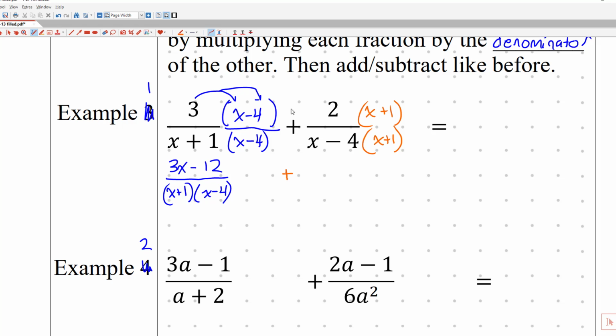Okay, then I still have the plus symbol, just copying that down. Then I'm going to, again, distribute this 2 into the x. That's going to be 2x, and then 2 times that 1 is going to be 2.